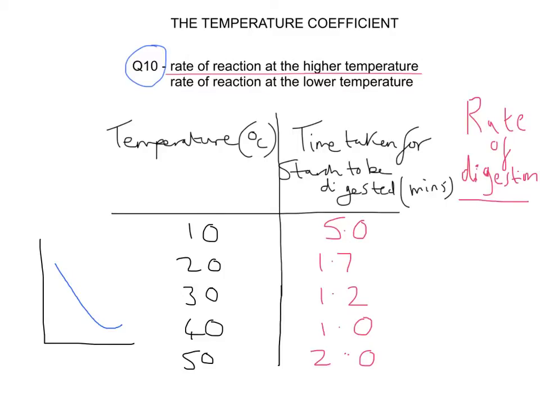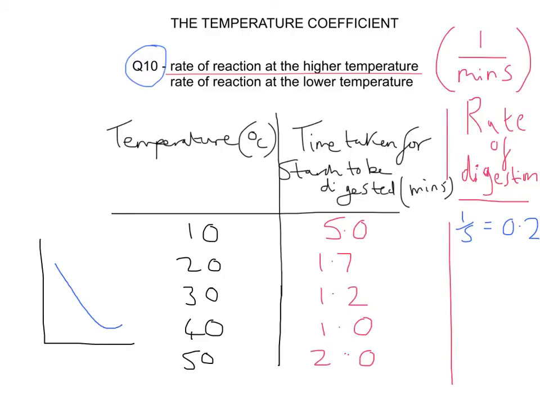And our rate of digestion, whenever you work out the rate, it's always 1 over something. So in this case, in terms of our units, it's going to be 1 divided by minutes. That's going to be our sort of arbitrary units in this example. So let's look at the rate of digestion. If we calculate the rate of digestion for these values that we have, 1 divided by 5, that would give 0.2. Then if we did 1 divided by the 1.7, that would give out a value of 0.59.